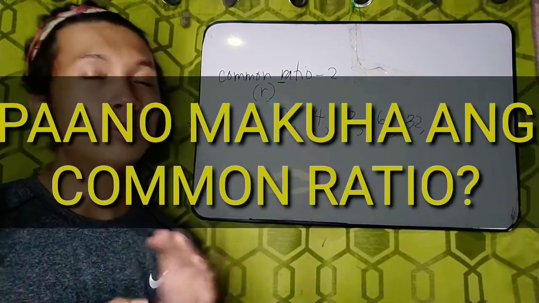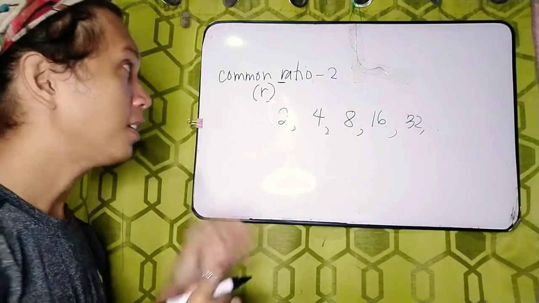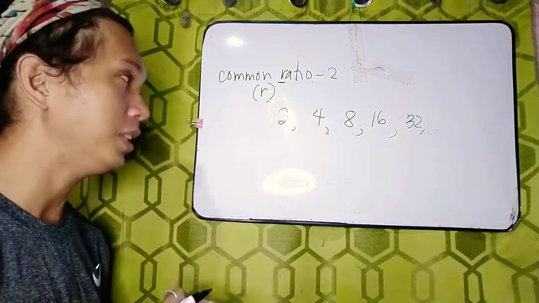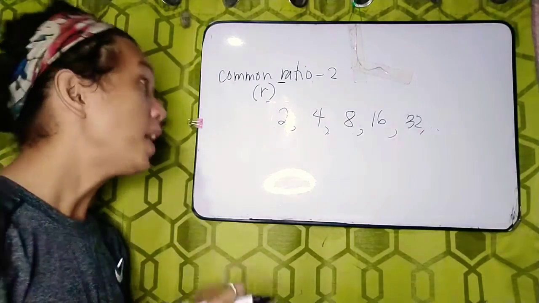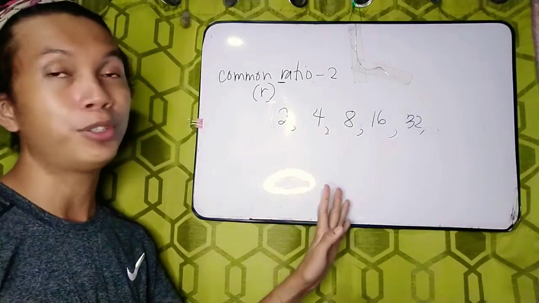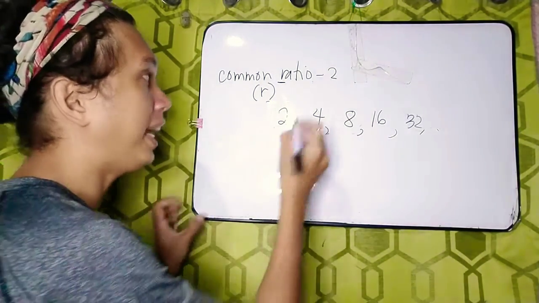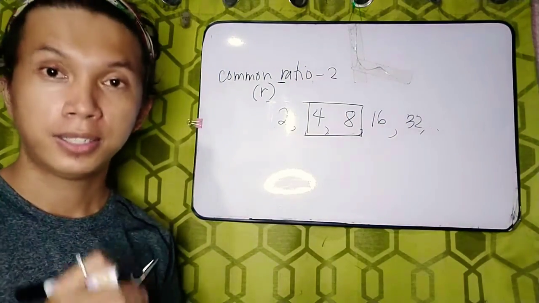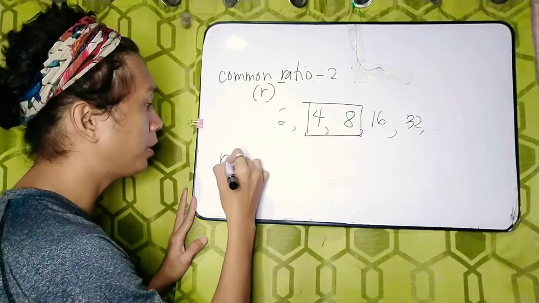So paano makukuha ang common ratio? First, select two consecutive terms or magkasunod na terms. Pwede ang first at saka second dahil magkasunod sila, or ang second at saka third. So, any terms basta magkasunod sa given na geometric sequence. So, let's say we are going to get the second and the third terms for us to get the common ratio. So, how are we going to solve that?